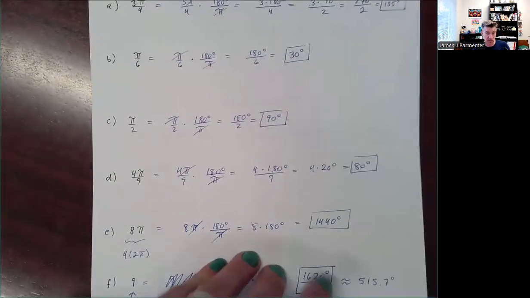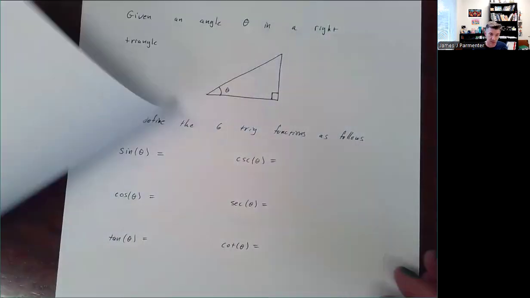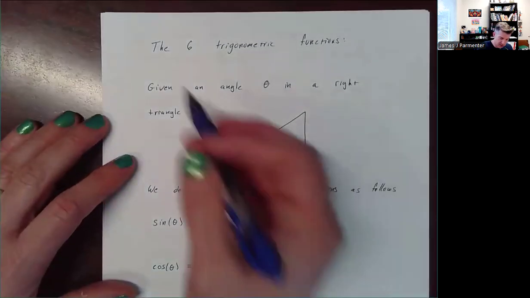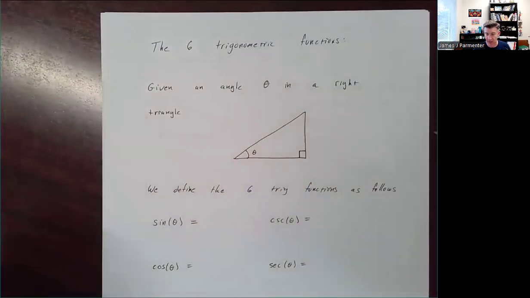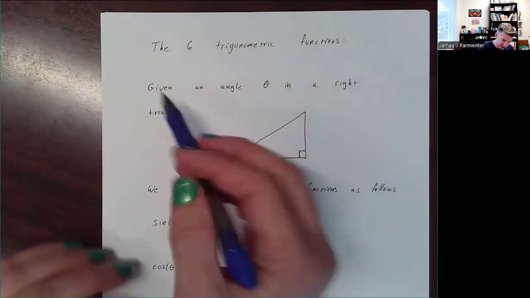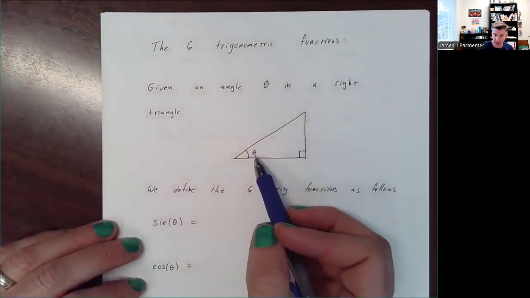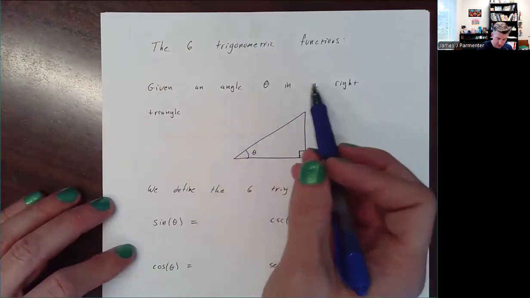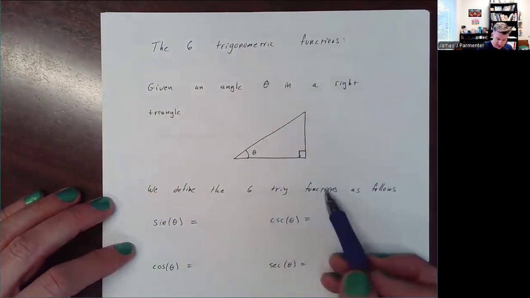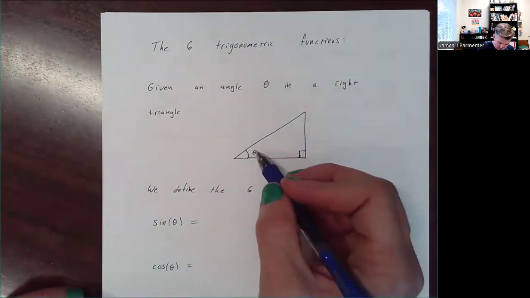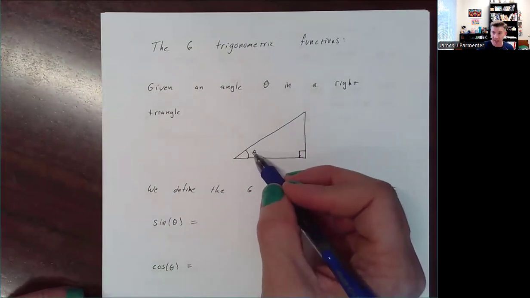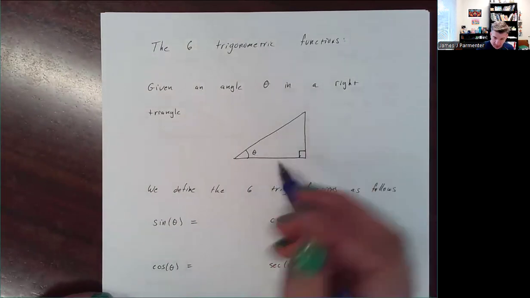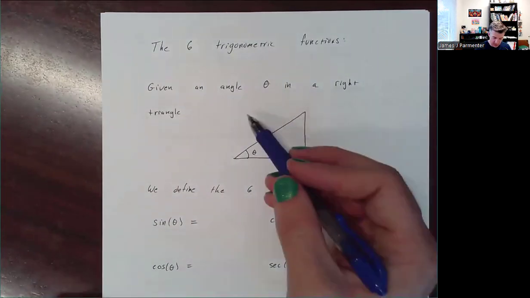The other thing we have to talk about, which is super important, is the definition of the 6 trigonometric functions, or the 6 trig functions, as we will often abbreviate it. Given an angle theta in a right triangle, it has to be one of the acute angles, can't be the right angle. Acute just means less than 90 degrees, bigger than 0 degrees. In a right triangle, we label the 3 sides as follows.